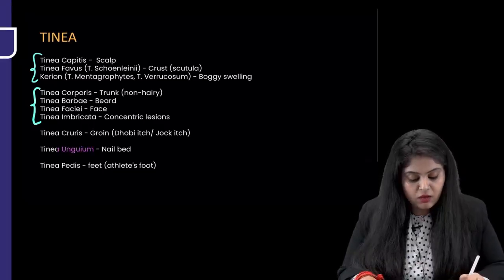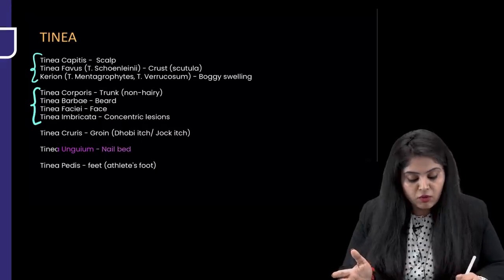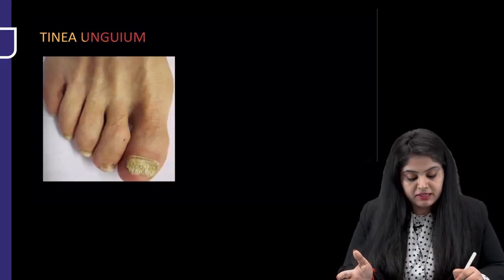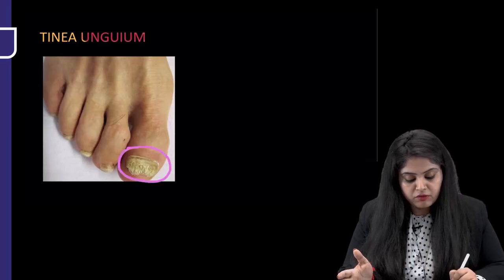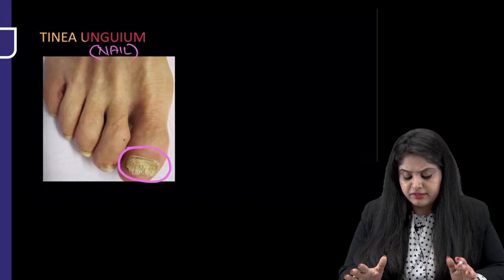When I say tinea unguium, what is the meaning of unguium? Unguium refers to nail, right? So if there is involvement of nail bed, have a look at this picture. Like I said, unguium basically means that there's going to be involvement of the nails, and that you can very well visualize over here. Again, a common sense thing.